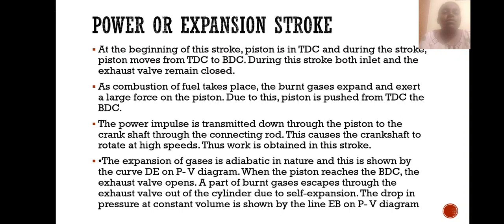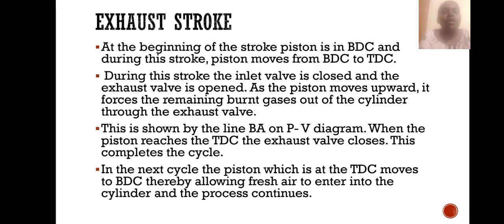The power impulse is transmitted down through the piston to the crankshaft through the connecting rod. This causes the crankshaft to rotate at a high speed, thus the work is obtained in this stroke. The expansion of the gases is adiabatic in nature, and this is shown by the curve DE on the PV diagram. When the piston reaches the BDC, the exhaust valve opens. A part of the burned gases escapes through the exhaust valve out of the cylinder due to self-expansion. The drop in the pressure at constant volume is shown by the line EB on the PV diagram.